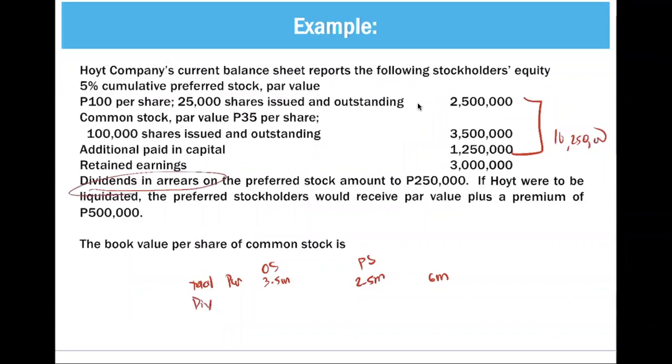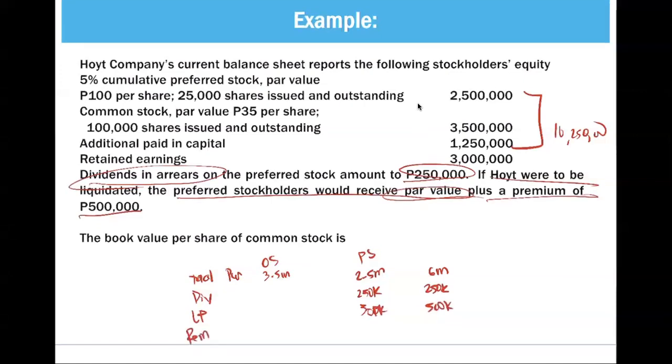Okay? So after your total par, next we give your dividend. So we have your dividend in arrears total of 250,000. And then we have your liquidation premium. So if it were to be liquidated, it would receive a par value premium of 500. So the premium is 500,000. So how much is the remainder? So the remainder, 10,250,000 less 6,750,000.